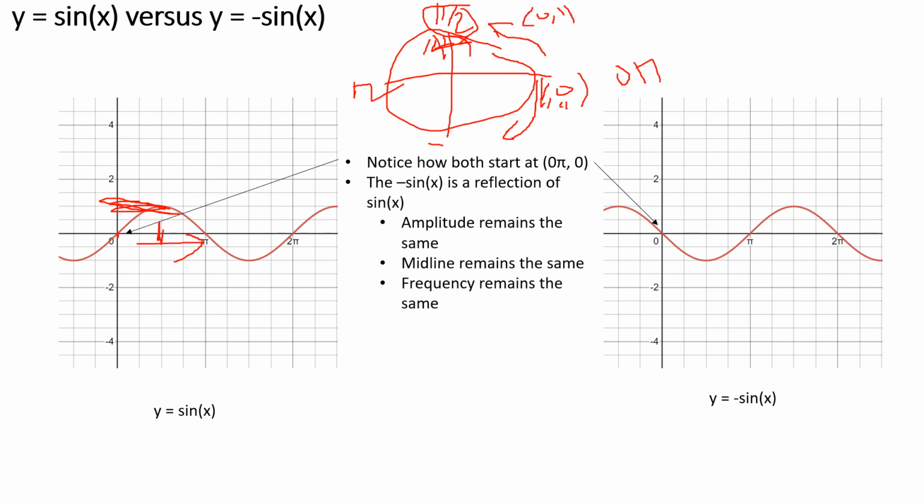So this is negative pi over 2. And if we go backwards, here's pi over 2, and this is negative 1. One other way to write this would be that negative pi over 2 is also 0, negative 1, hence the -1 right here. So they both start out at 0.